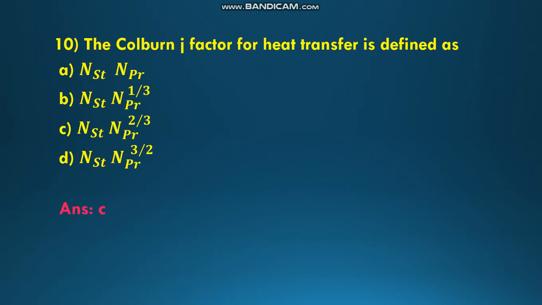Tenth question. The Colburn J factor for heat transfer is defined as: option A, N Stanton into N Prandtl; B, N Stanton into N Prandtl power 1 by 3; C, N Stanton into N Prandtl power 2 by 3; D, N Stanton into N Prandtl power 3 by 2. So the answer is C. The Colburn J factor is equal to N Stanton into N Prandtl power 2 by 3. So these are the questions in heat transfer.